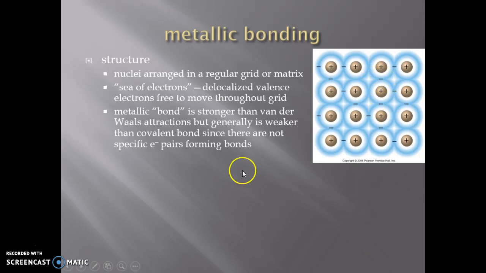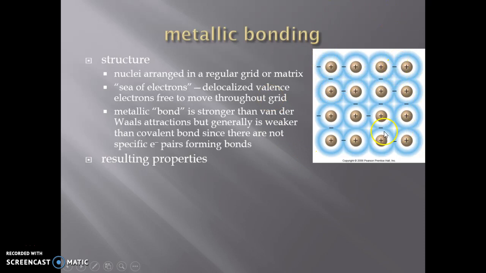So a metallic bond is stronger than all the van der Waals forces, but generally it's weaker than the covalent bonds and the ionic bonds that we've seen, because there's not a specific pairing of electrons like you saw in a covalent bond, or like you saw in ionic bonds, where you have all those pluses and minuses with the strong charge attraction.